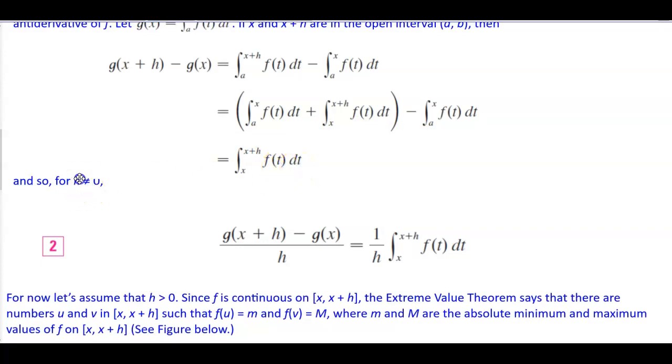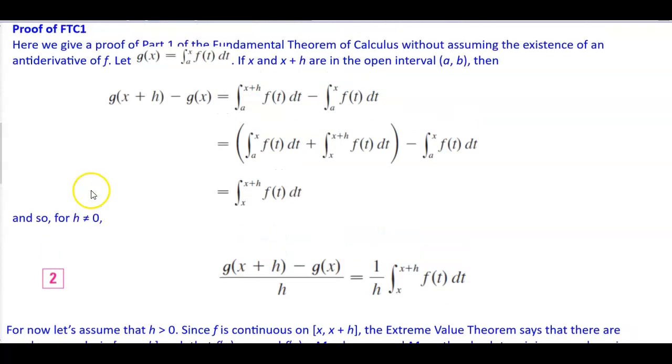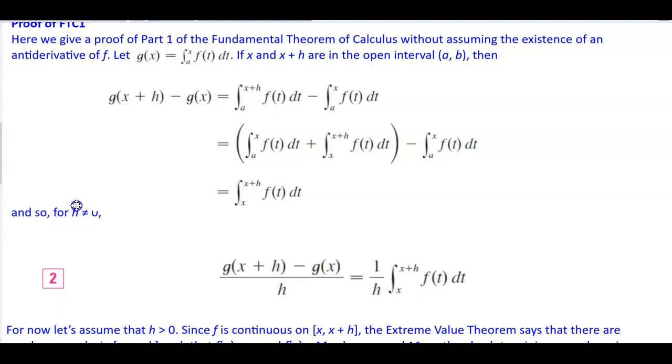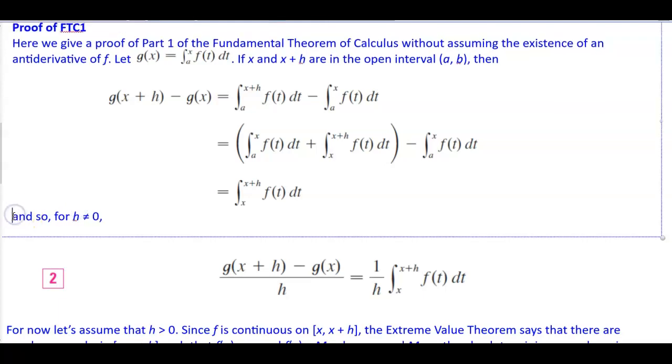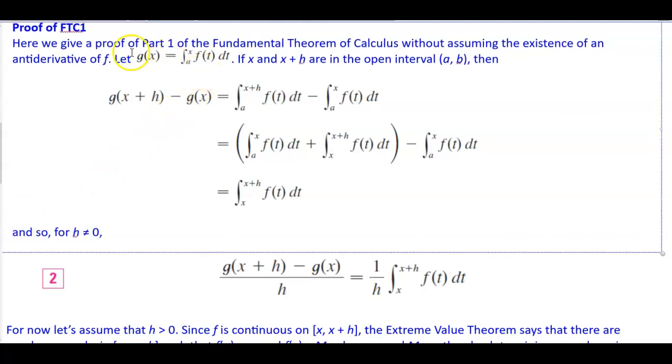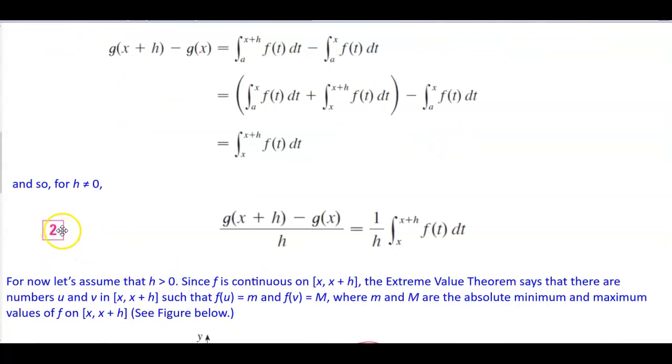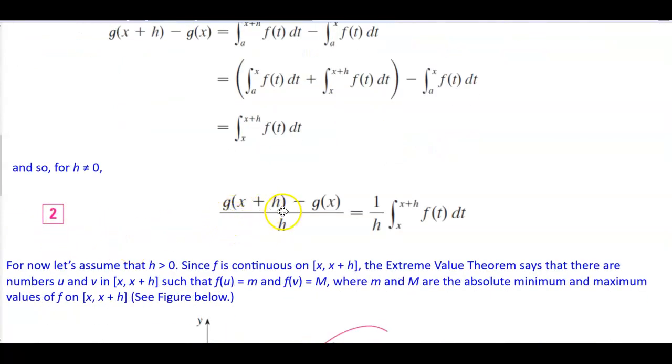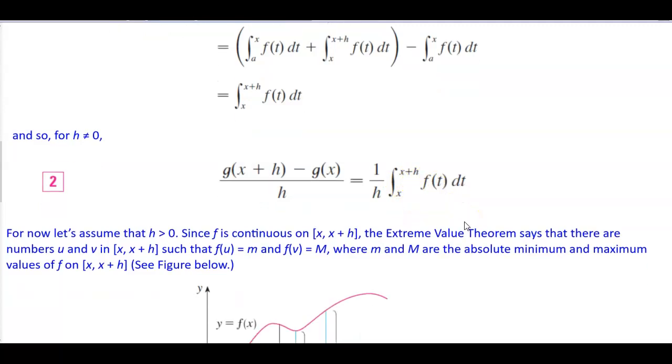And so, for when we have h, which is not equal to 0, we can get number 2, which means that (g(x + h) − g(x))/h is equal to 1/h times the integral from x to x + h of f(t) dt. Now, for now, let's assume that h is greater than 0.